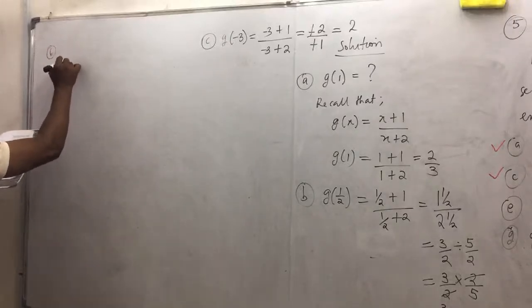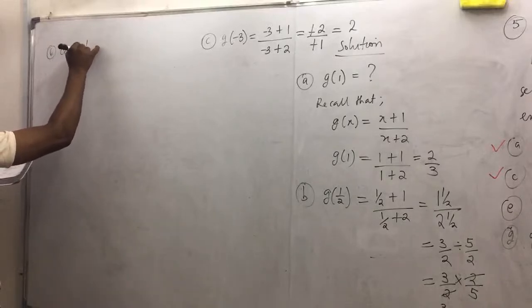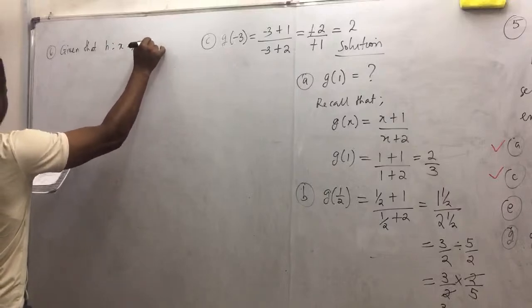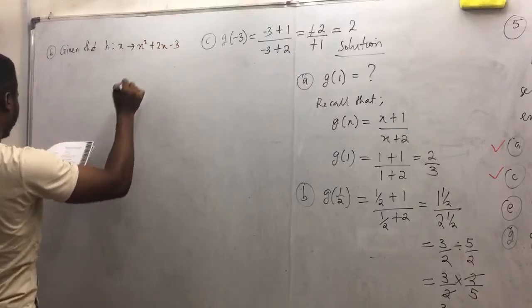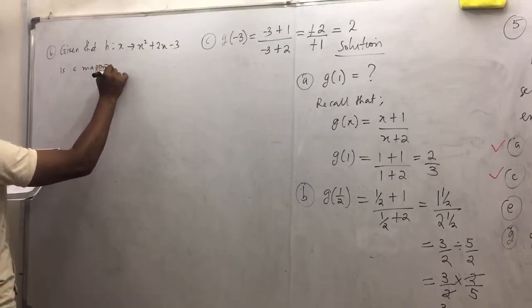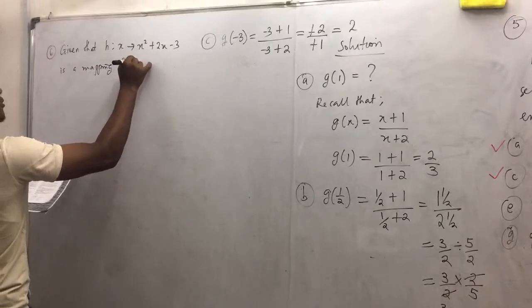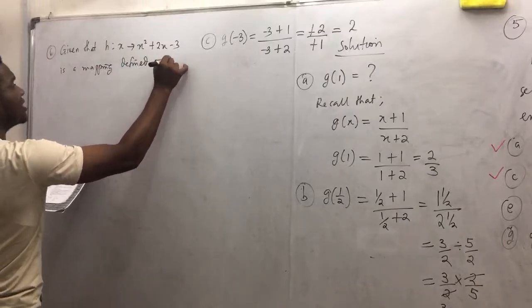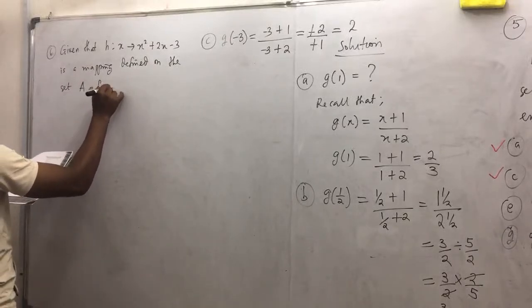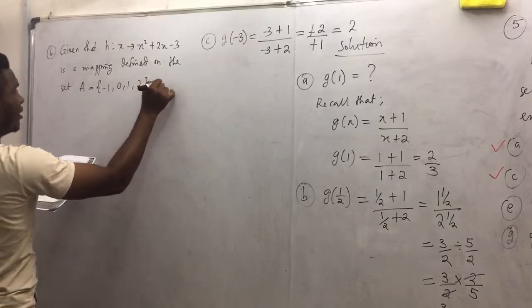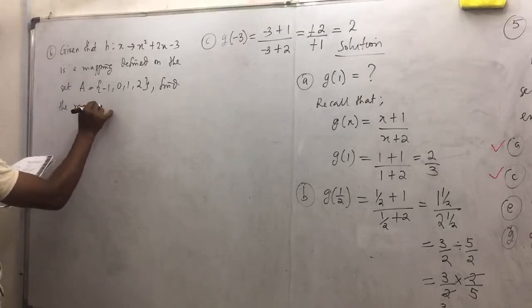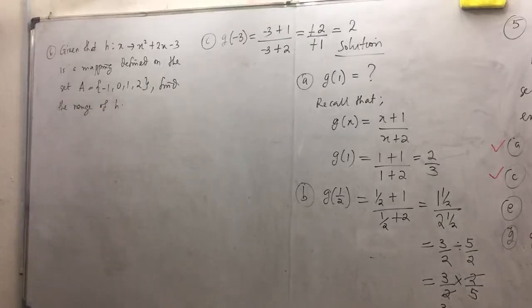Problem number 6 says, given that h of x, x goes to x squared plus 2x minus 3, is a mapping defined on the set A equals minus 1, 0, 1, 2. Find the range of h. So this is problem number 6, okay?